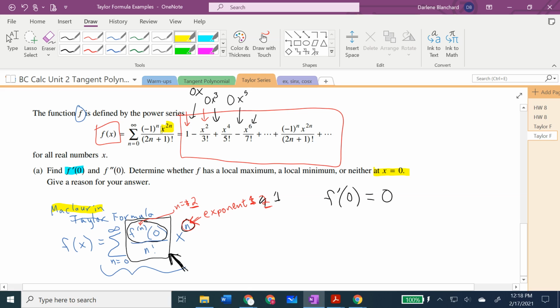Take a look also at the formula right there where I highlighted and realize that that formula is causing there to be no odd exponent terms. The n values that I plug in here.